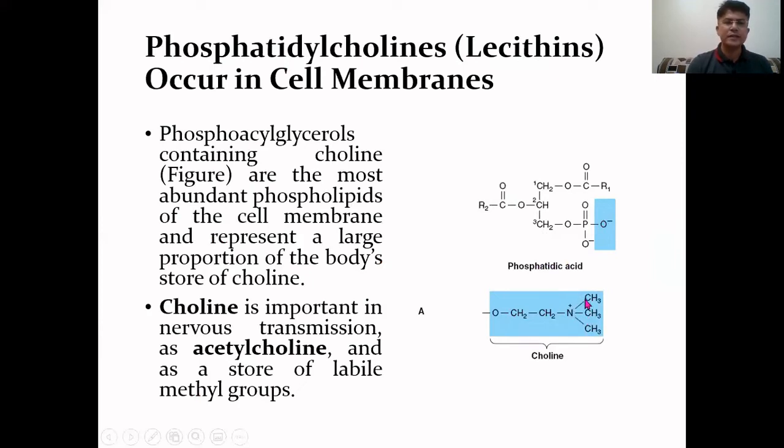This phosphatidylcholine is generally found in the nervous tissues, and it is an important compound in nervous transmission in the form of acetylcholine, and it is a storage of the labile methyl groups. So here phosphatidylcholine contains the phosphatidic acid connected to the choline.